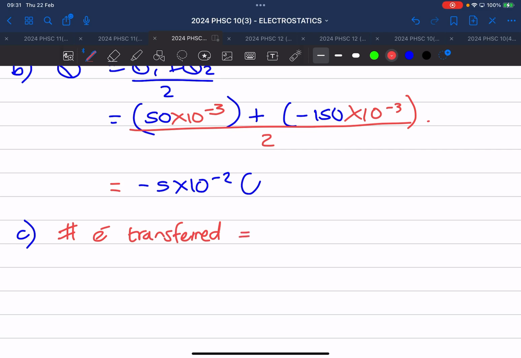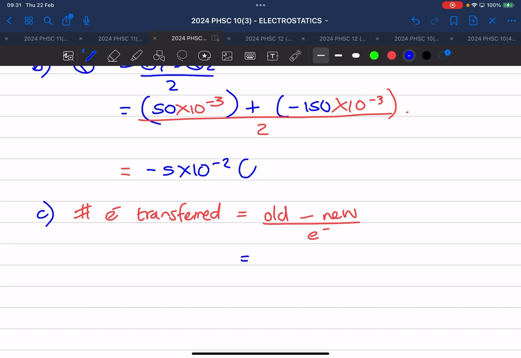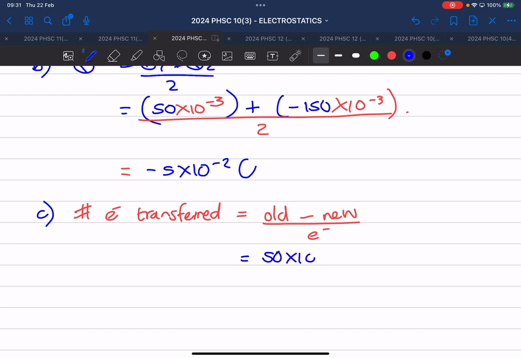Then you're going to say the old one, the old charge, minus the new charge over the charge of an electron. So you don't have to write this formula down in a test or in an exam because it's not on your data sheet. So old one minus the new one over the charge of an electron. The old charge, now you can choose any one of the old charges. I always choose the positive one. It's just in my head, but you don't have to. So 50 times 10 to the power negative 3 minus the new charge is the one that you've calculated. Negative 5 times 10 to the power negative 2 over the charge of an electron.